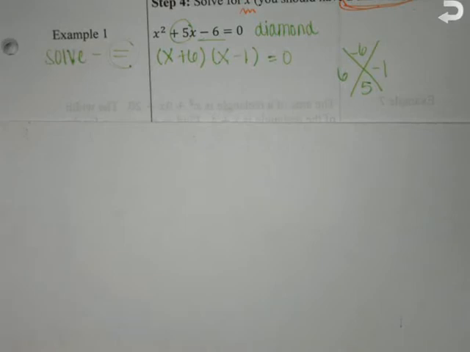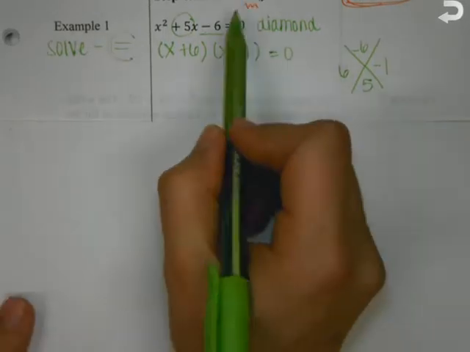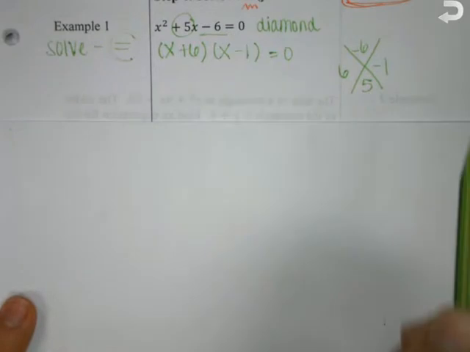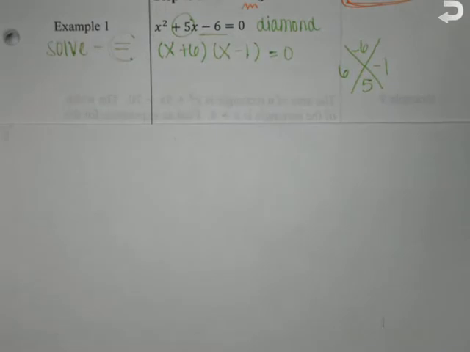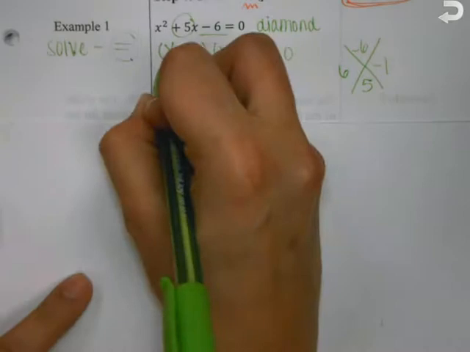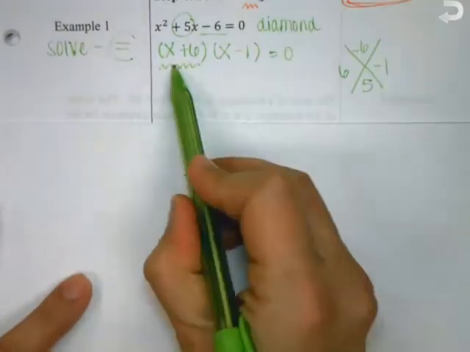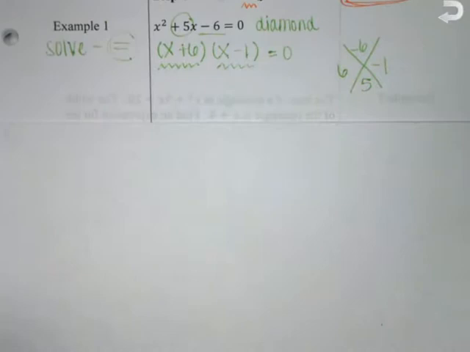Alright, so step 1, we had to set it equal to 0. It was already equal to 0. Step 2 was factor, so we use the diamond method to factor. Step 3 says what? Who can tell me what your notes say step 3 says? Use the zero product property to set each factor equal to what, guys? Set each factor equal to 0. Okay, so that means I'm going to set x plus 6 equal to 0 and x minus 1 equal to 0.